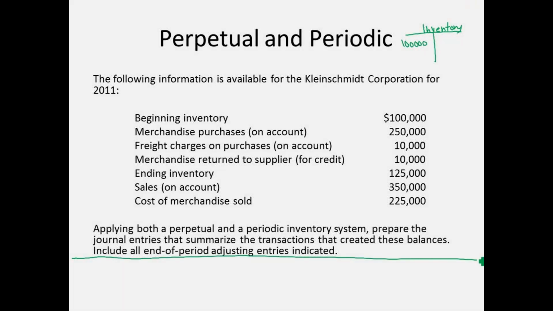Now I don't have the ability to make myself a blank sheet anymore, so we'll make them here. What happens when I buy inventory? What do I record? Debit inventory, $250. Accounts payable, $250. I also have to pay for shipping. What do I do there? I'm also adding to my inventory.